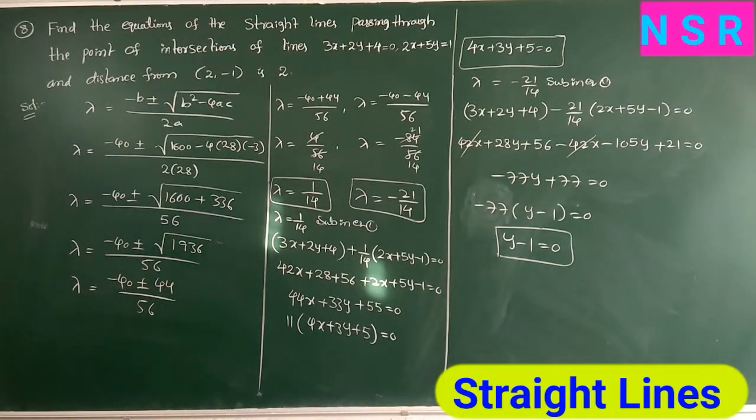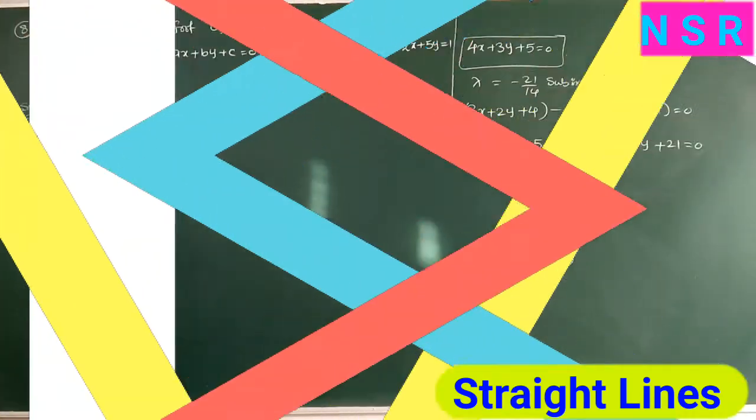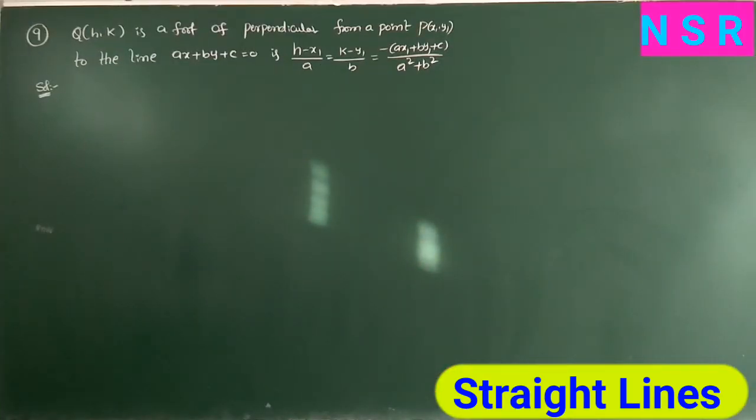If two straight lines pass through the intersection point of the remaining two straight lines, we use here the family of concurrent lines equation, that is L1 plus lambda L2 equal to 0. So next, question number 9.